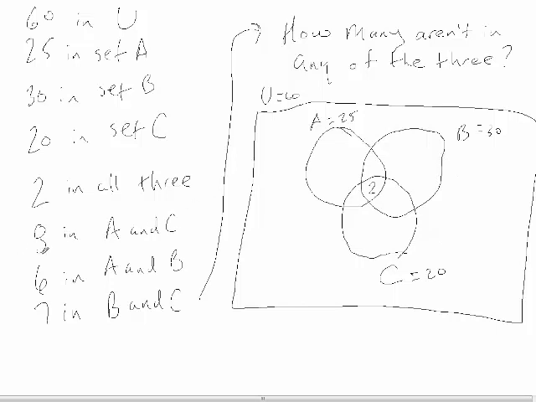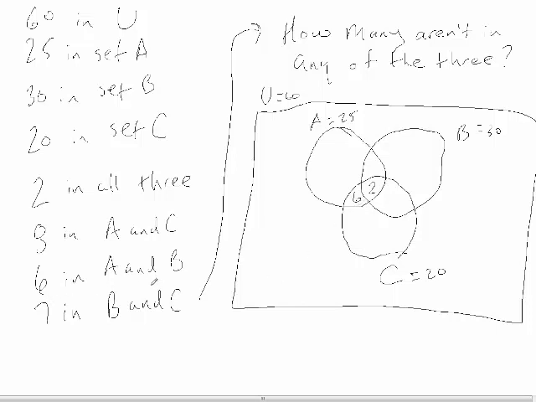Next, we've got 8 in A and C. So between A and C, that's this area right here. Well, we've already got 2 there. That must mean there are 6 here. So 8 in all are in A and C together. 2 are also in B, 6 are only in A and C.